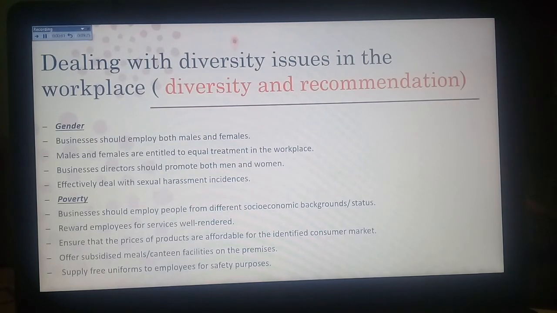All right, dealing with diversity in the workplace. How can we deal with diversity? Gender: business should employ both male and female. Male and female are entitled to equal treatment in the workplace. Business directors should promote both men and women, and deal effectively with sexual harassment incidences. Poverty: businesses should employ people from different socioeconomic backgrounds or status. Reward employees for services that they have rendered. All right? We are moving on.